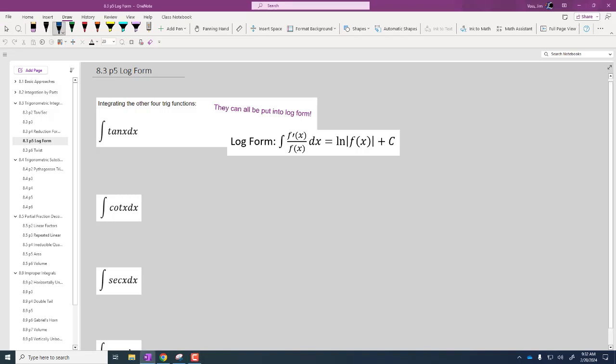So let's go ahead and just remind ourselves that tangent is sine over cosine. And okay, it's not quite in log form yet, but we can do a little bit of massaging. What does the numerator have to be to make this log form? Yeah, negative sign. So we're just going to put a negative there. And so now we have -1 out in front, multiplied by an integral that's in log form. And we know that that integral is going to integrate to natural log absolute value of cosine plus c.